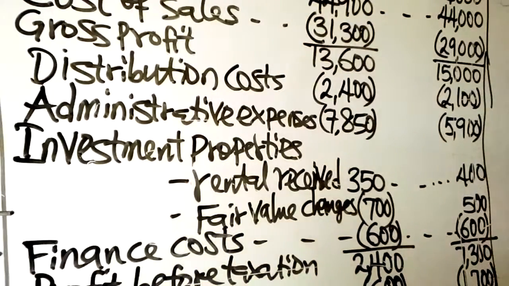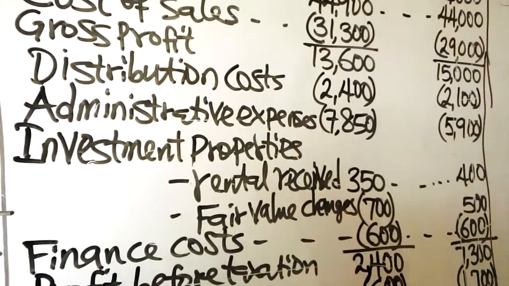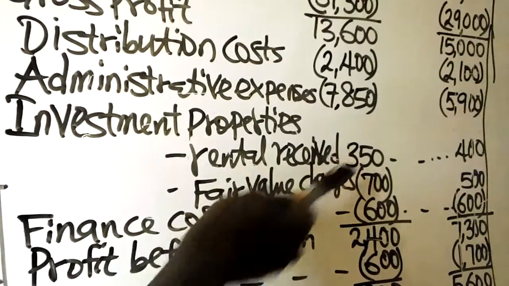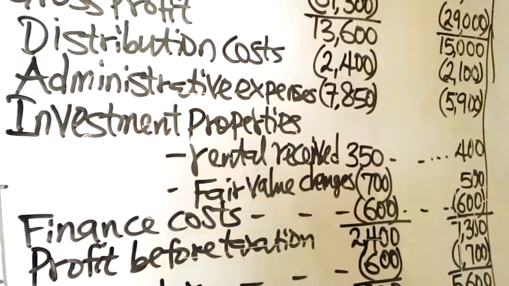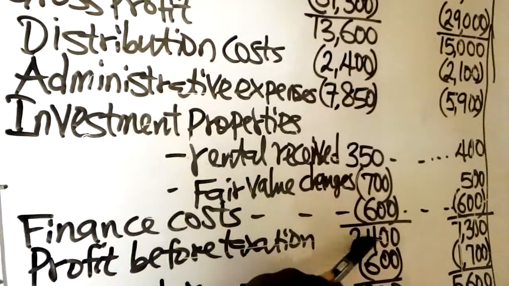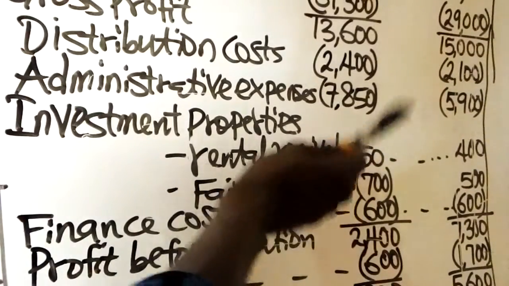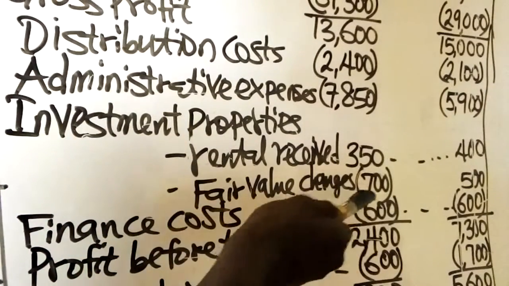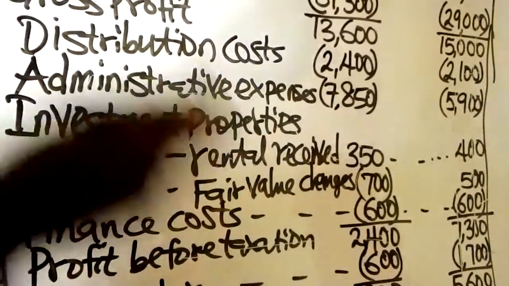So when preparing the statement of cash flows under operating activities, the rental received has increased our profit before taxation. Therefore, you are going to subtract it. The fair value changes, since it is a deficit, has led to a reduction in the profit before taxation, so you are going to add this back.